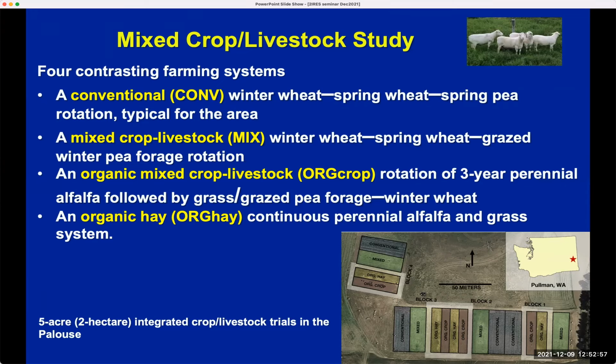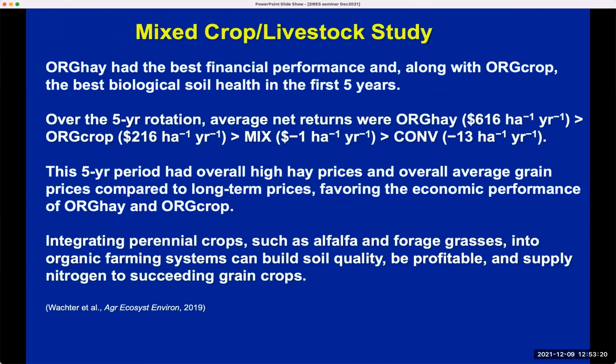The organic mixed crop livestock is 3 years in crops and 2 years in basically graze pea forage. And then the organic hay was continuous alfalfa grass, and that was the whole. This is just the first 5 years of data. We're now putting together the 6 through 10. But bottom line, it can make money.